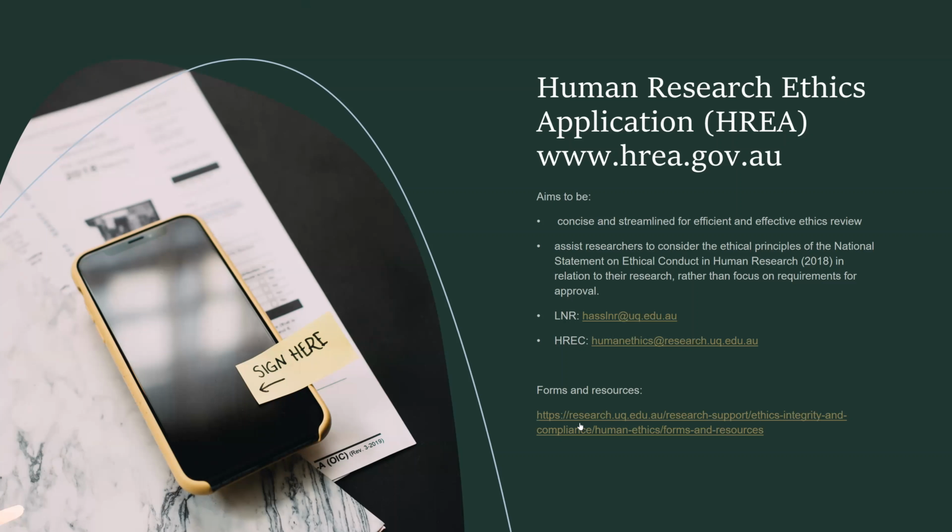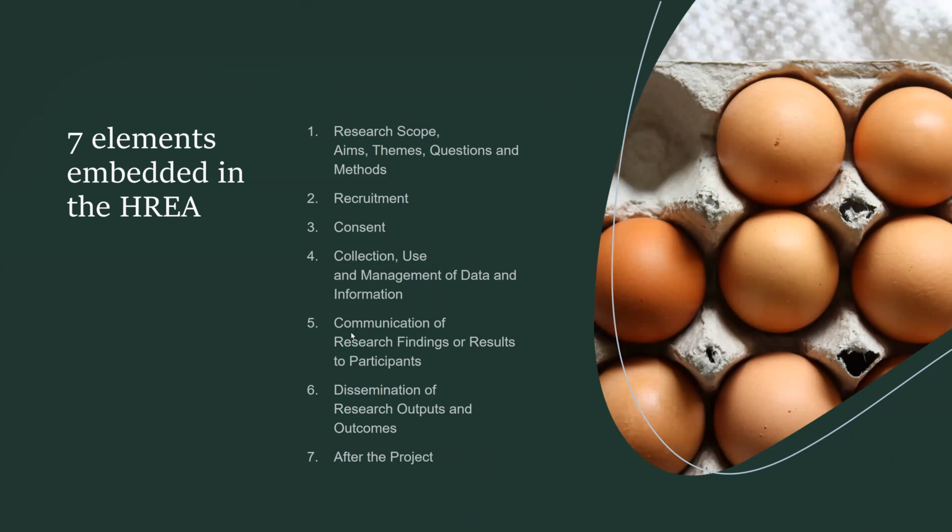Okay, so there's 7 elements in the HREA I just want to alert you to. So this is what you can be prepared for. First of all, you're going to be asked to talk about the research scope, aims, themes, questions and methods. You're going to be asked to tell us about recruitment, consent, the collection, use and management of data and information, communication of research findings or results to participants, the dissemination of research outputs and outcomes, and also what's going to happen after the project. So these are the kinds of things that the questions on the HREA are absolutely looking for.